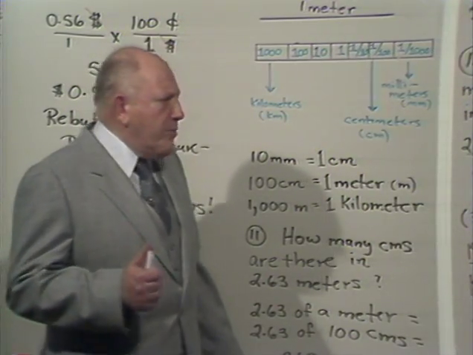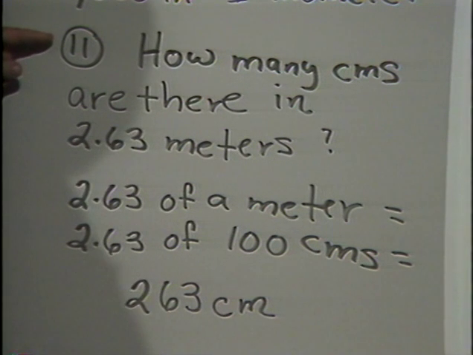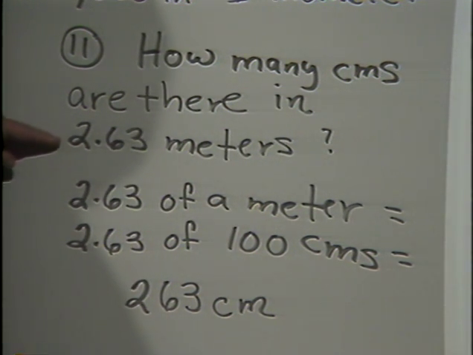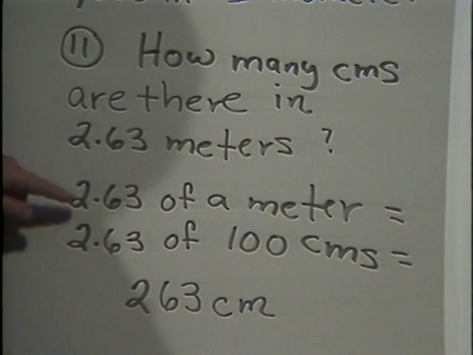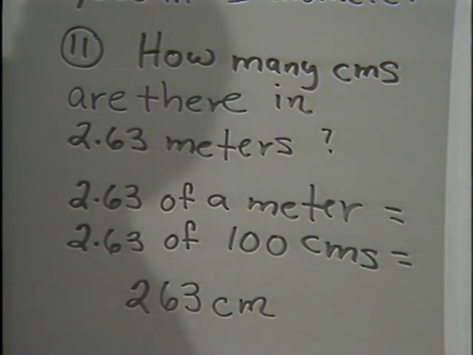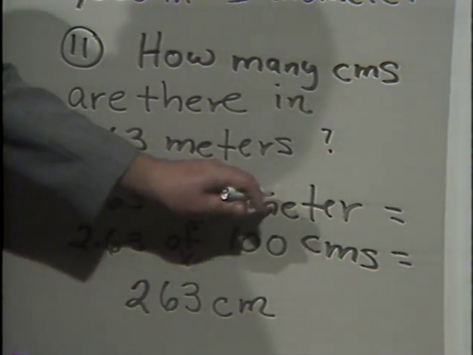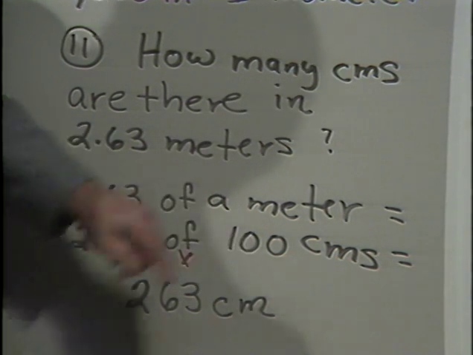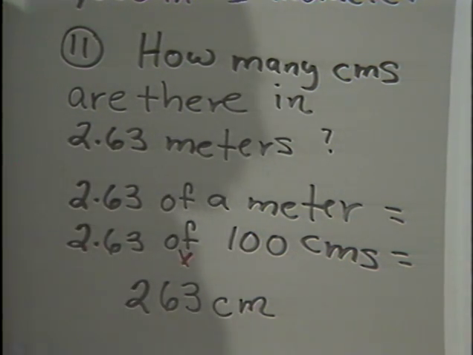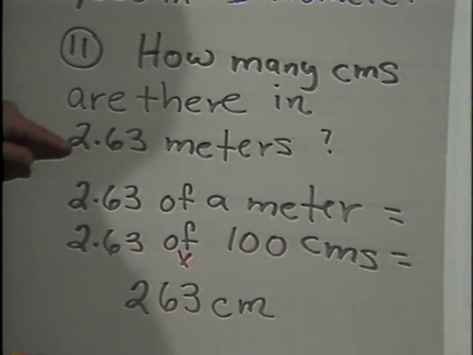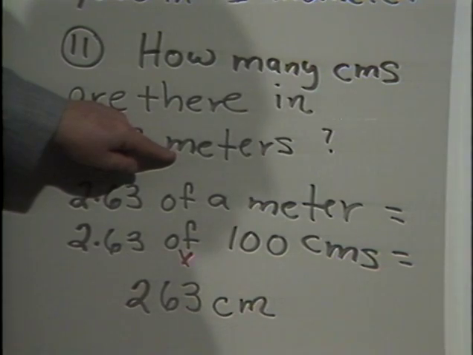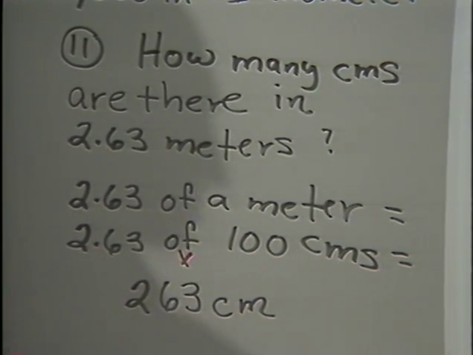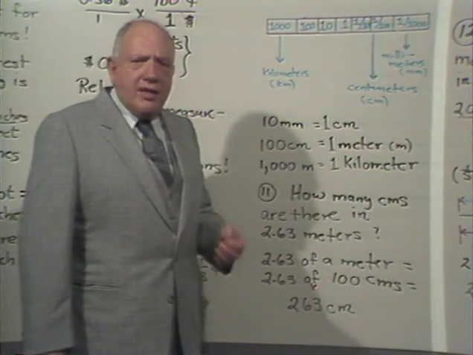But watch how easy the arithmetic works this way. Suppose I say to you, how many centimeters are there in 2.63 meters? See, 2.63 meters means 2.63 of a meter. Of still means times. A meter is still 100 centimeters, and to multiply 2.63 times 100, you just move the decimal point 2 places to the right. In other words, to say how many centimeters are there in 2.63 meters is the same problem as saying how many cents are there in $2.63.